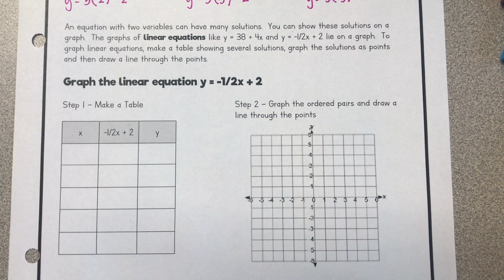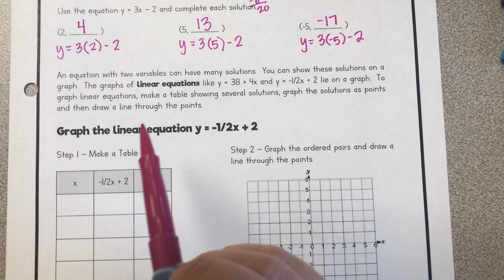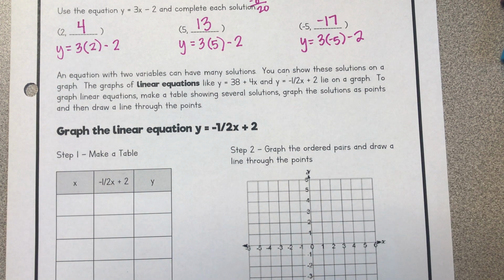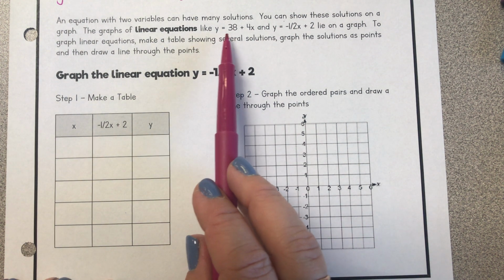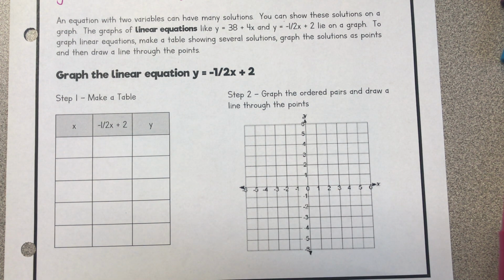An equation with two variables can have many solutions, right? For this 3x minus 2, (2, 4) is a solution, (5, 13) is a solution, (negative 5, negative 17) is a solution. It can have tons of solutions, and you can show these solutions on a graph. The graphs of linear equations, okay, which is what we just did, y equals 38 plus 4x, y equals negative a half x plus 2, are going to be on a graph.